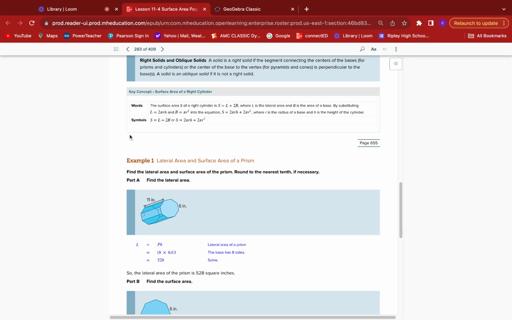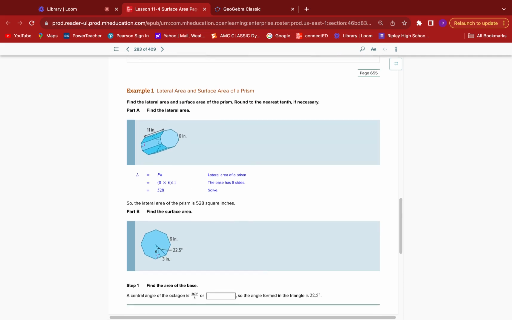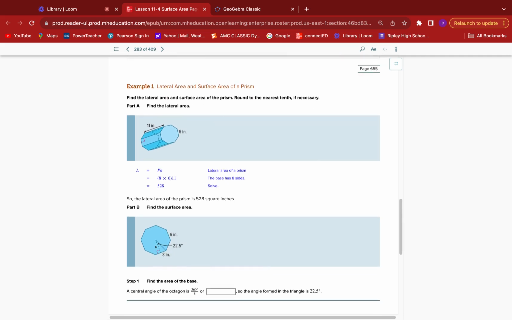All right. Example number 1. I am going to turn the page of your workbook. We started on page 655. Now we're going to turn to page 656. Example number 1, we have to find the lateral area and surface area of this prism. First off, this is 1, 2, 3, 4, 5, 6, 7, 8. This is an octagon prism.